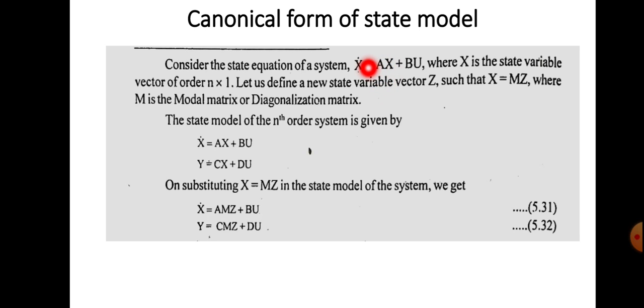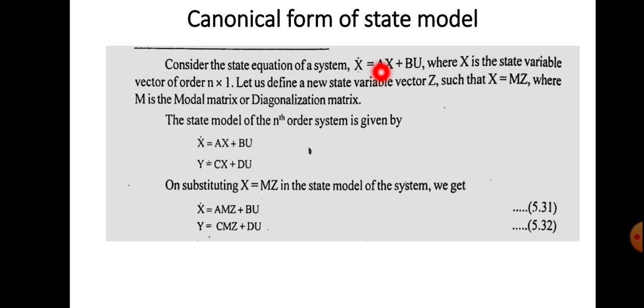A unity diagonal matrix means that the diagonal entries will be 1. In the case of a diagonal matrix, all other entries except the diagonal elements will be 0, and the diagonal elements will be non-zero. A unity diagonal matrix means that the diagonal elements will be 1 and all other elements will be 0. So that is the definition of a diagonal matrix.